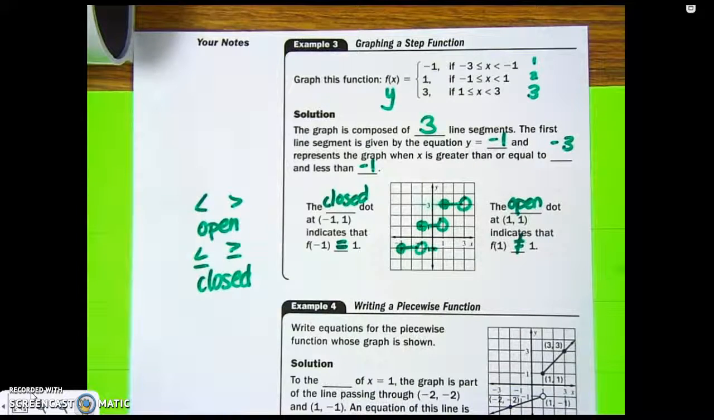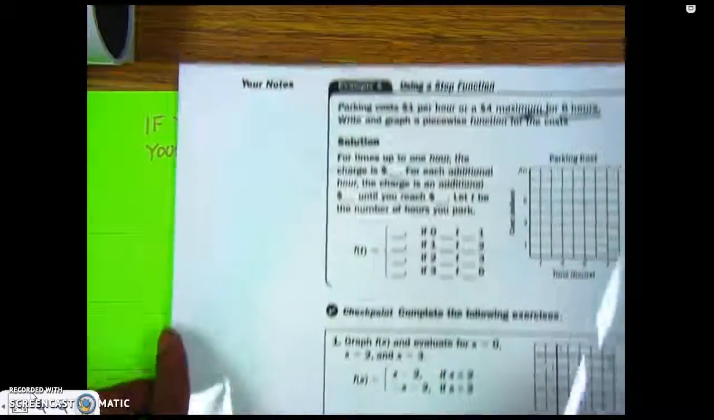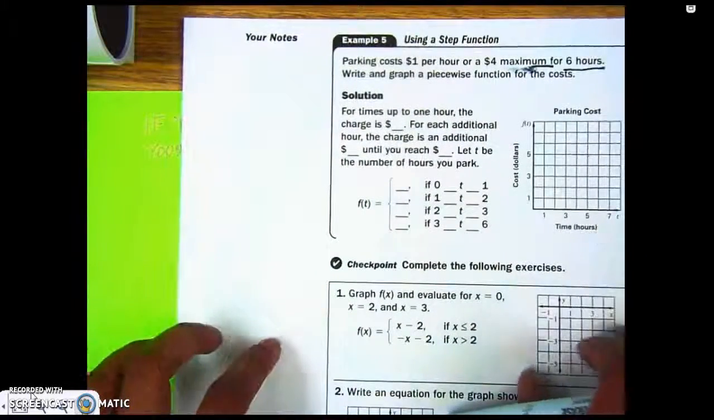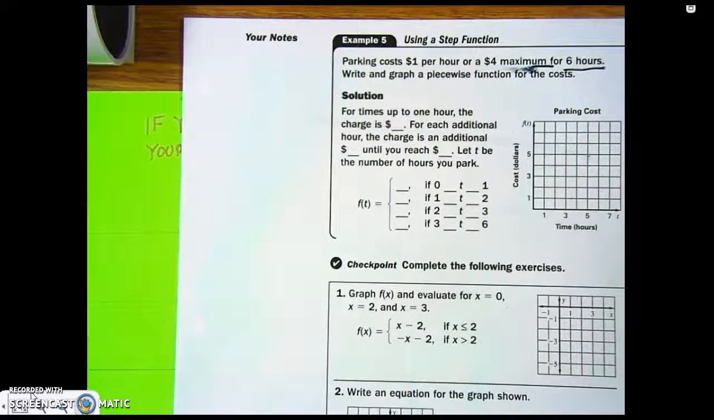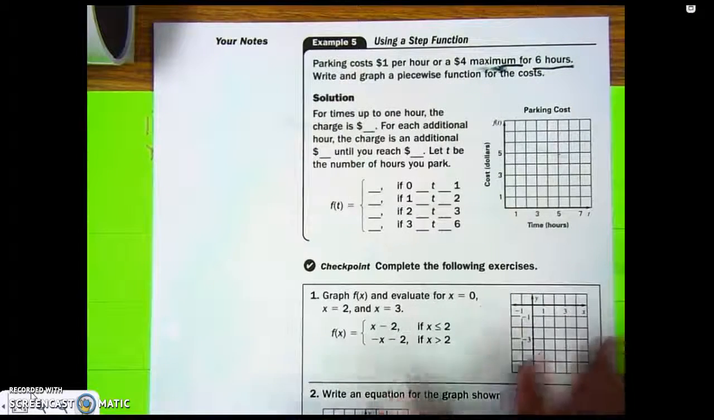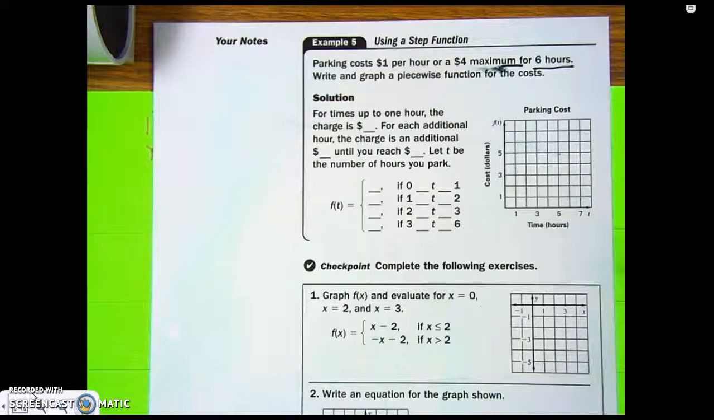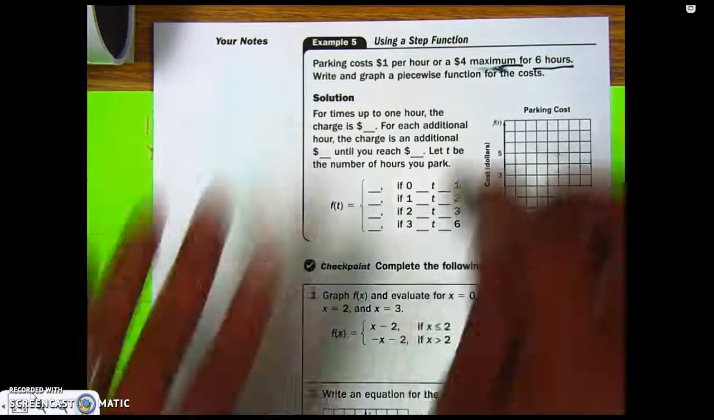All right, if you have any questions on that example, then you can post them under the video or post them on Edmodo. All right, so I'm going to go to the next example using a step function. Our word problem is about a parking garage, and it says that the parking costs $1 per hour or $4 maximum for 6 hours. Write and graph a piecewise function for the cost.